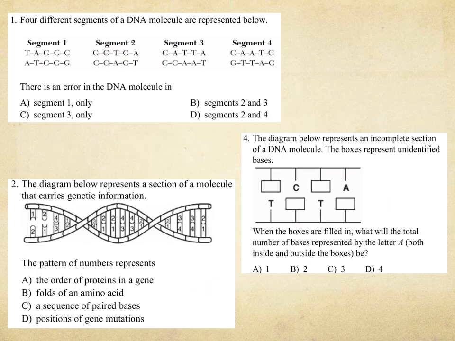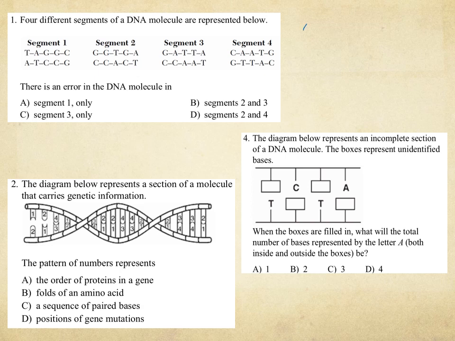Let's do a few multiple choice questions together. Number one says, 4 different segments of a DNA molecule are represented below, and just gives you 4 different options here of how DNA would look. It says then there's an error in the DNA molecule in which one? We just have to go through and find something that doesn't make sense.